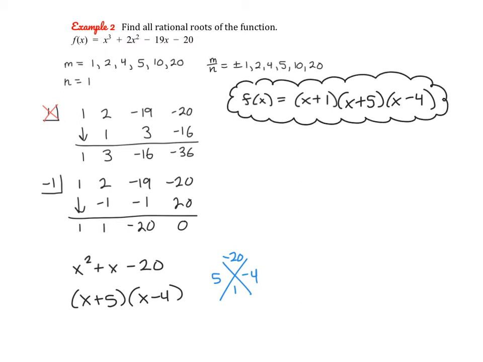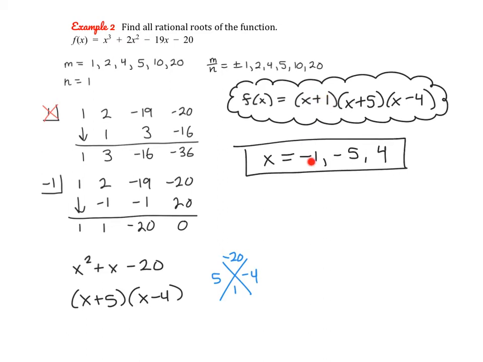And now that it has been fully factored, we can see from the factors that our zeros are negative 1, negative 5, and positive 4. So remember, the relationship between the factors and the zeros is they're always opposites.